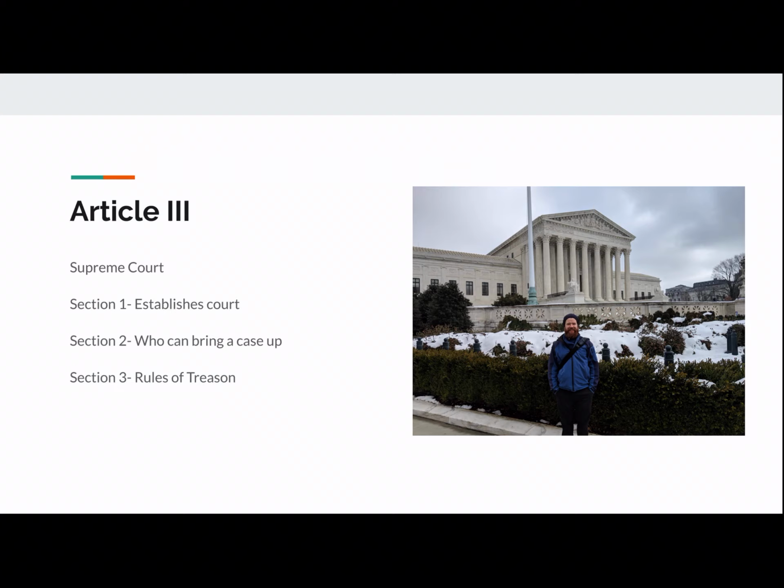It's a pretty big building. You can see me here in this picture in front of it in Washington, D.C., and it's really awe-inspiring. I highly recommend you all take a chance to go and see it someday.